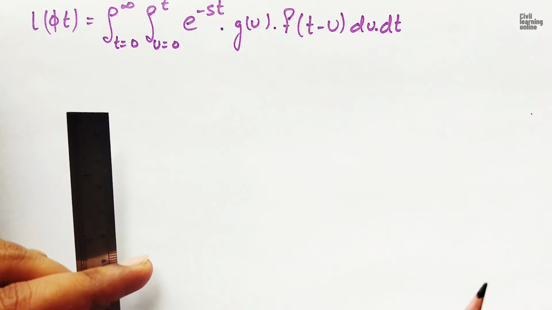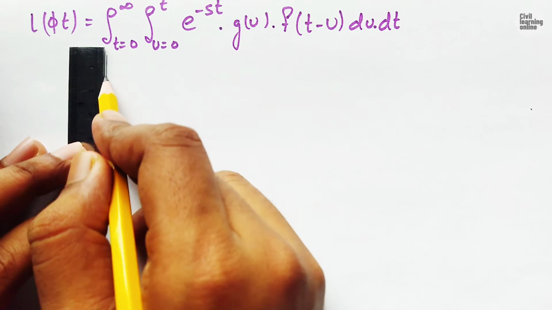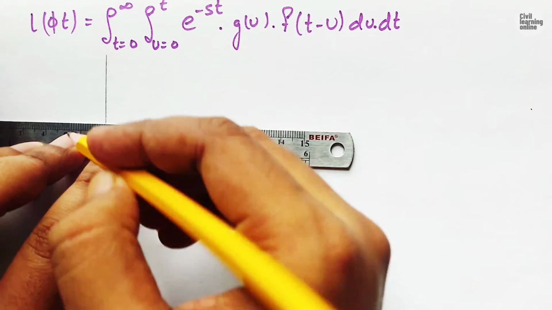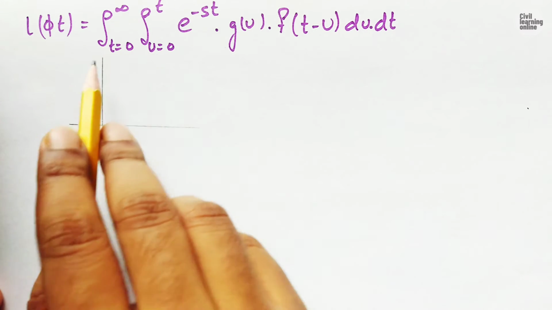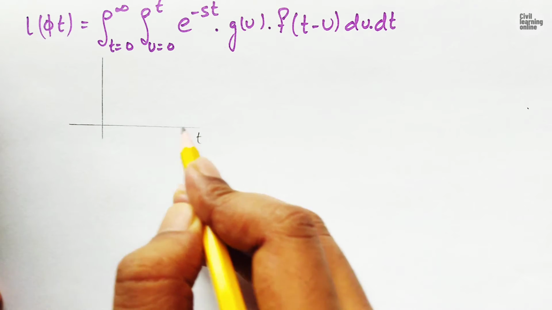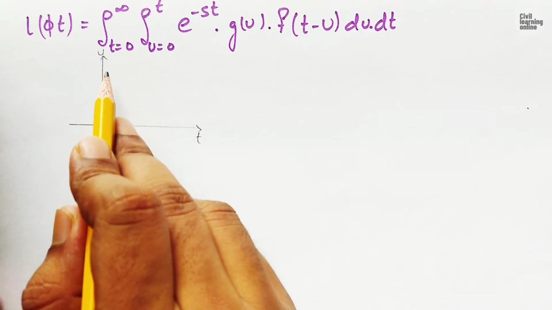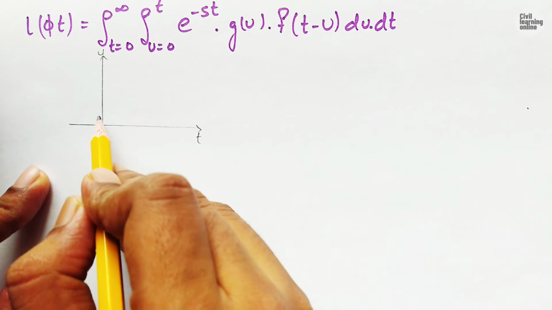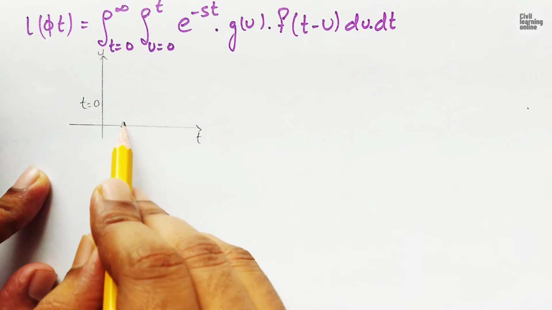So guys, now let us draw a graph for t and u. We have to draw a straight line here, and see if we plot this graph, then how it is going to be. We have to draw the graph for t and u. Okay, so what's next? See here, we have t equals to 0. So t equals to 0 means this line. Okay, t equals to 0 to t equals to infinity.